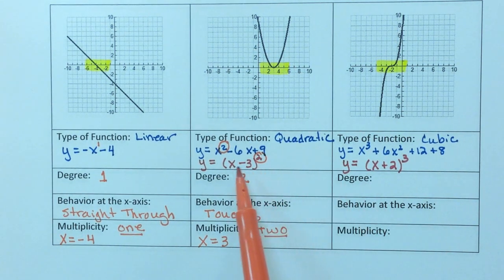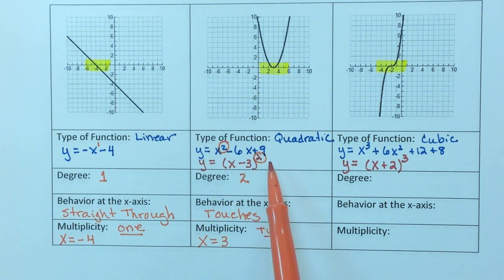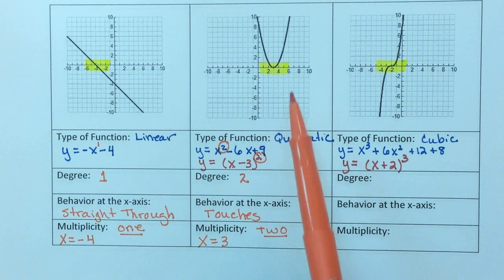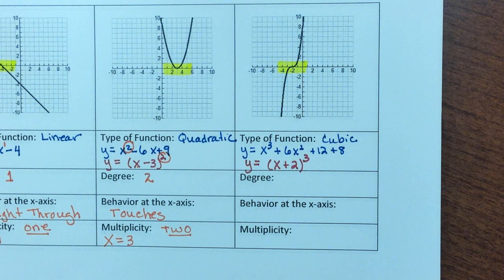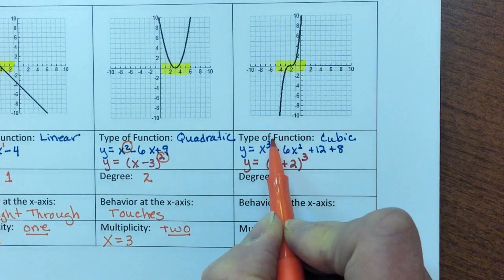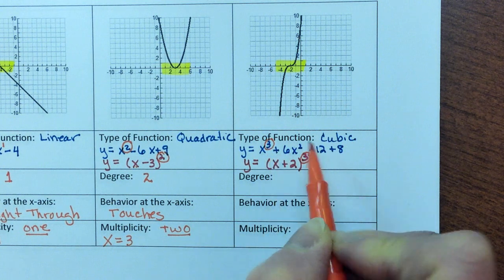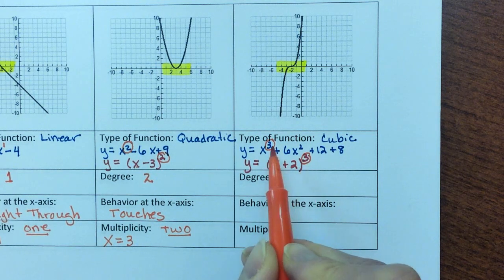So when we come here and we look at it written in factored form or vertex form, we can see that at our zero for this, where the factor x minus 3 gives us a zero at x is 3, the exponent is 2. So that's our multiplicity. So when we look at our last one, which is cubic, our degree is 3, which we get right there. Notice in both forms, standard form and in vertex form, we still have the same exponent.